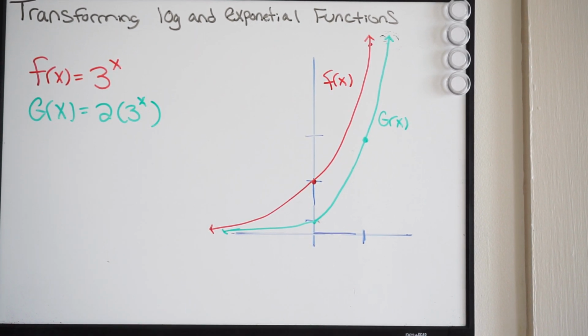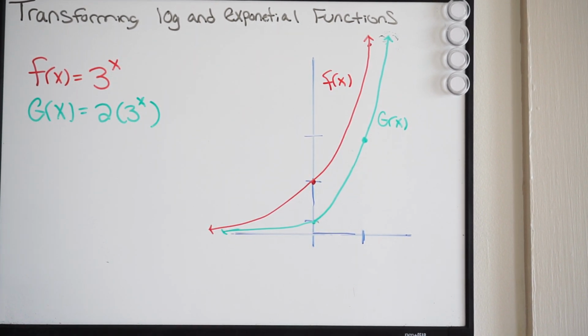Alright guys, so here is our first problem, and on the graph right now we have two functions. We have the first one, f of x equals 3 to the x power, right? So I have that in red, and I have g of x equals 2 times 3 to the x power, and that's in green. So both of these are exponential functions, okay? And let's just talk about this a little bit.